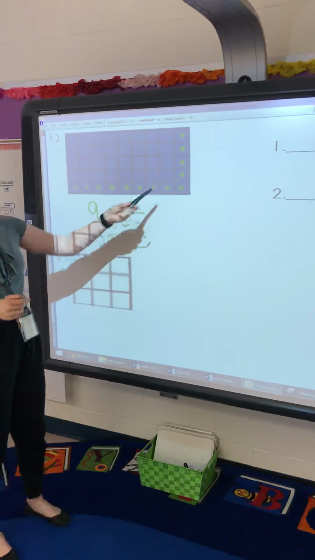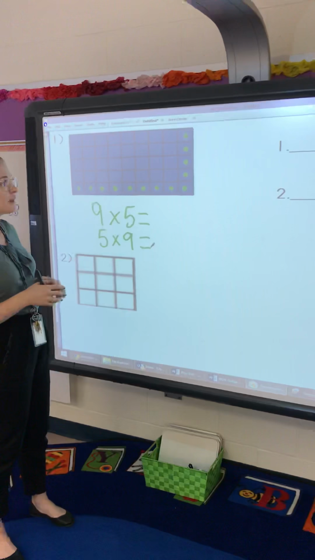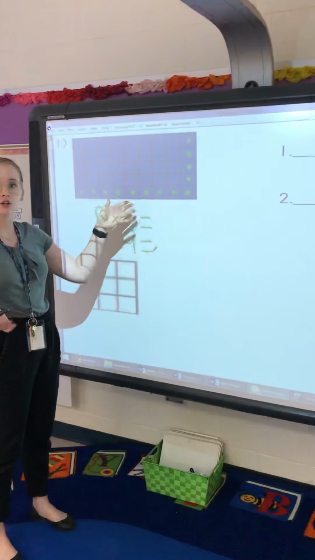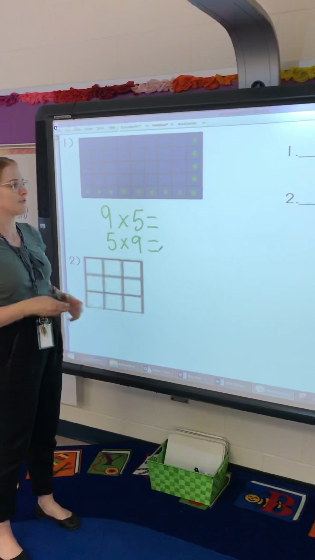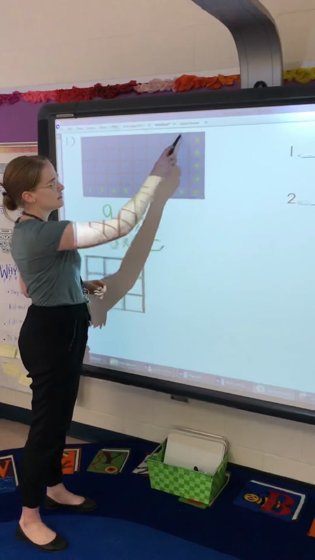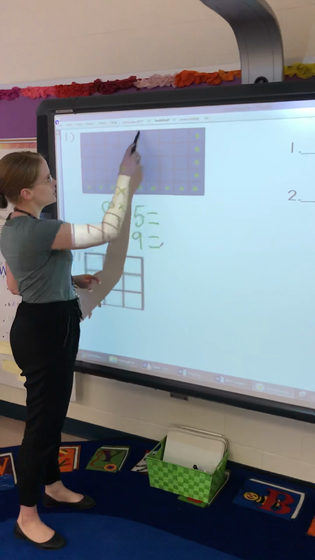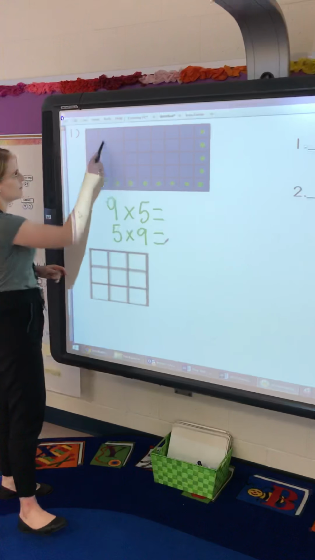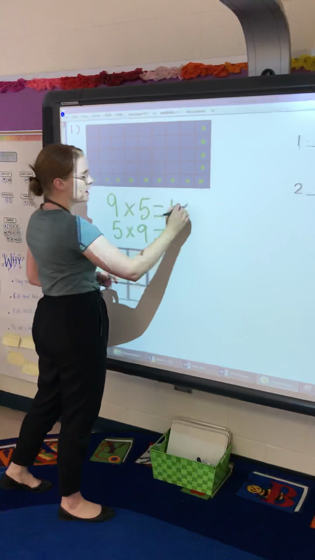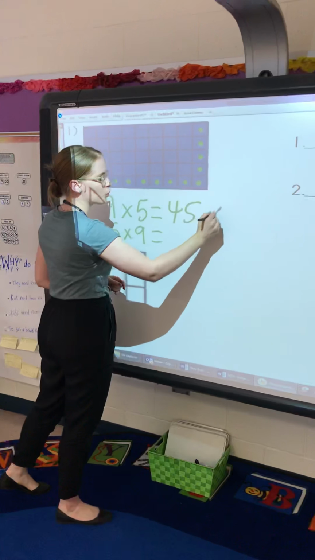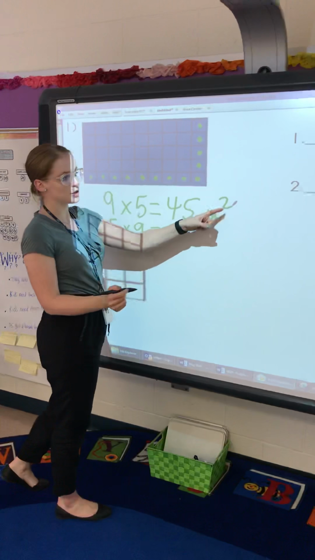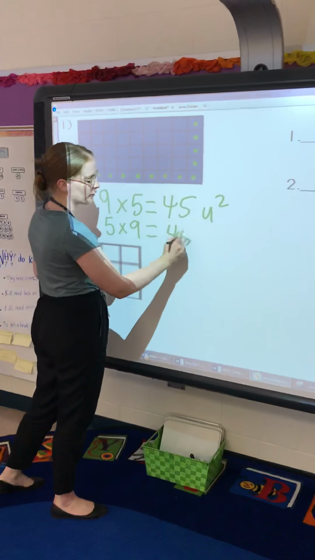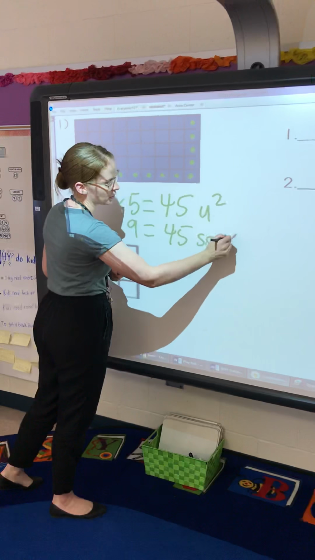And as I can see, 5 is a number that's really nice to skip count by, so that's something I could use if I don't know my multiplication facts yet. So 5, 10, 15, 20, 25, 30, 35, 40, 45. And it's 45 square units. Your child can write it as units squared like that, or 45 square units.